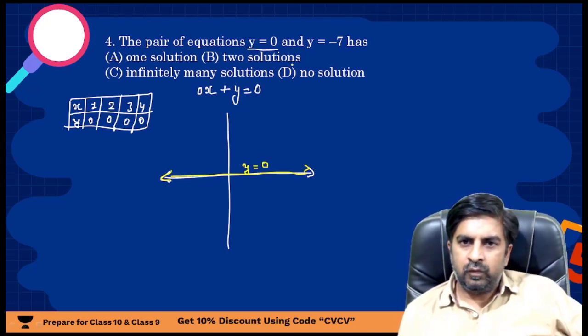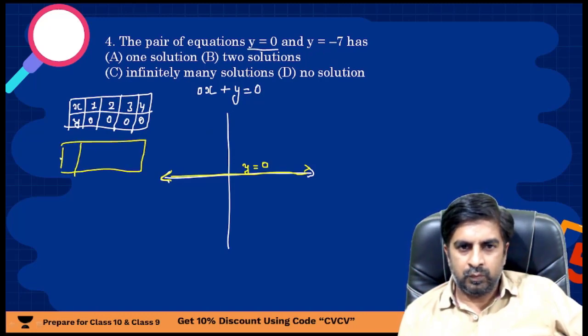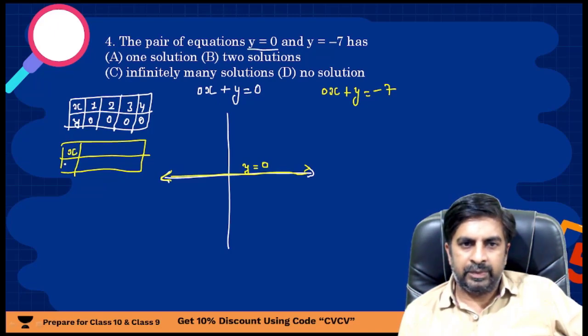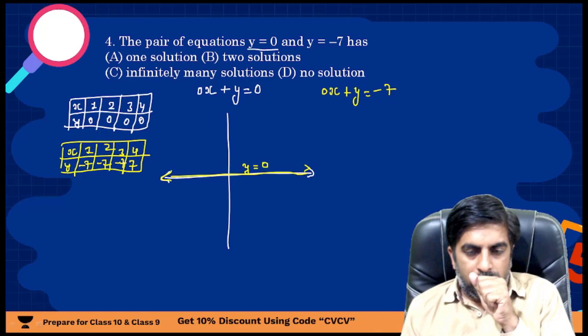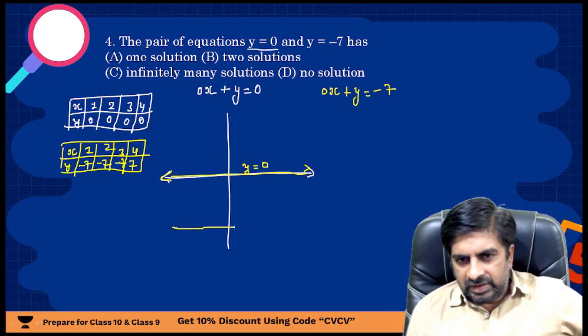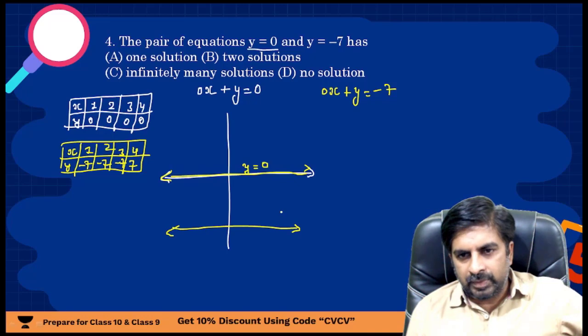Now y equals -7. Again the same condition, same solution. This will be 0x plus y equals -7. So whatever value you keep for x, 1 or 2 or 3 or 4, in all the conditions your y will be -7. So here 1 and -7 will come somewhere here. So here you will get a line like this for y equals -7.